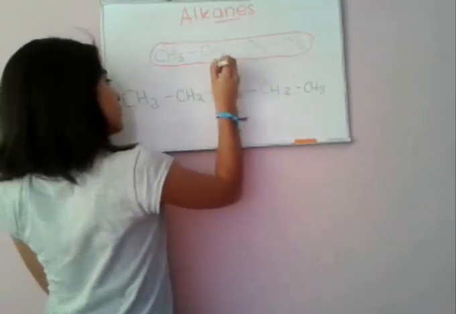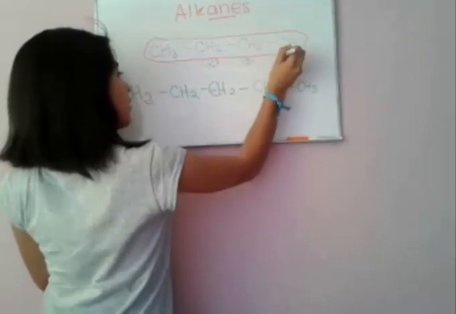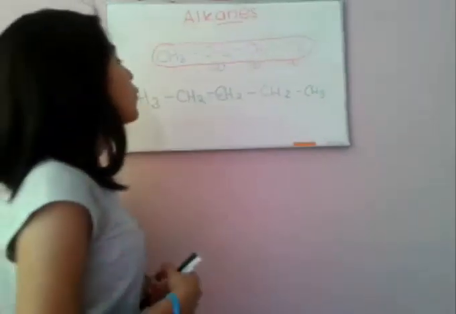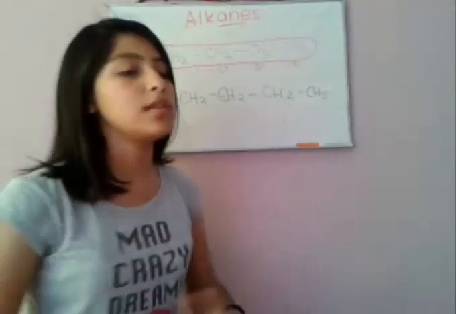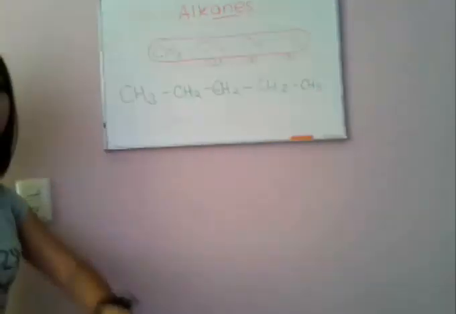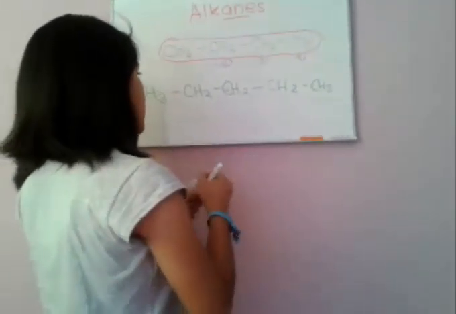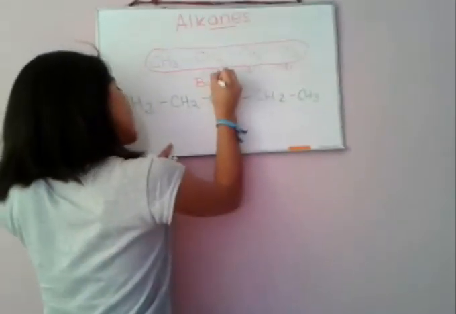1, 2, 3, and 4. And we need to add the suffix -ane. In this case, we have 4 carbons, and the name is butane.